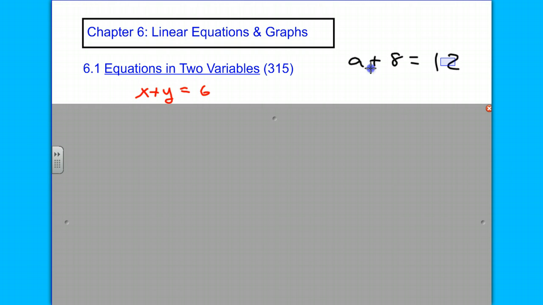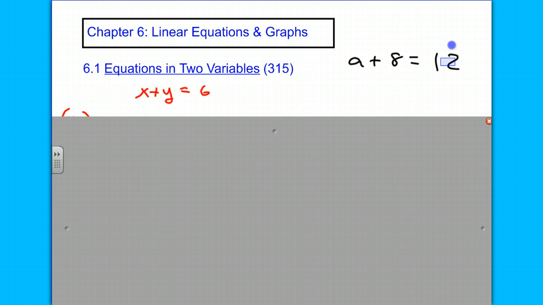Now the solution is not just one number anymore, is it? So if I tell you right now that x is 3, then what is y? 3. If I tell you x is 0, what is y? 6. If I tell you x is 6, what is y? 0. How many solutions are there to this type of equation? Infinite. I could even give you a negative. If x is negative 6, y is? 12. Negative 6 plus 12 will get us to 6, right?